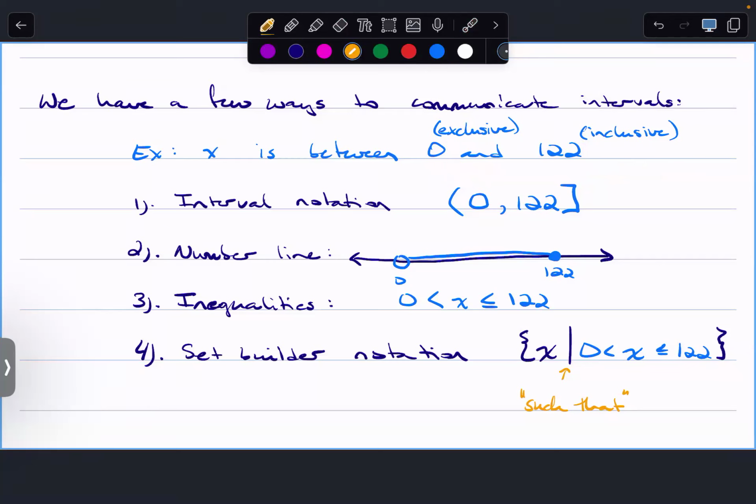Okay, so a couple of ways that we can communicate intervals. The simplest one is interval notation. Interval notation takes your start point, comma, your end point. And like we had here, we use round brackets for up to and not including 0, so this would mean it's exclusive, and then square brackets for inclusive. Round bracket is the exclusive. And this is the start point, comma, the end point of the interval.